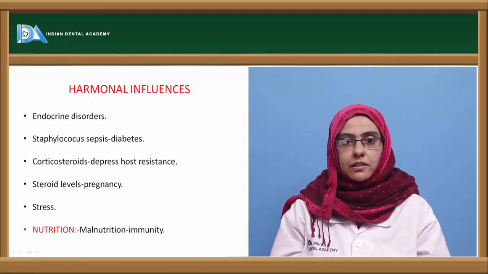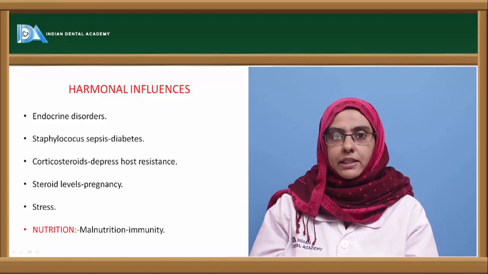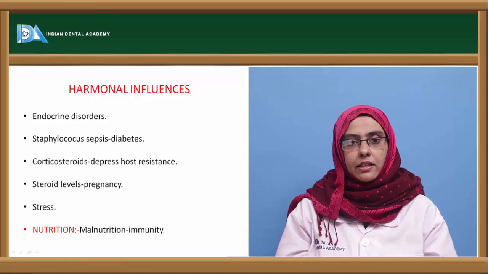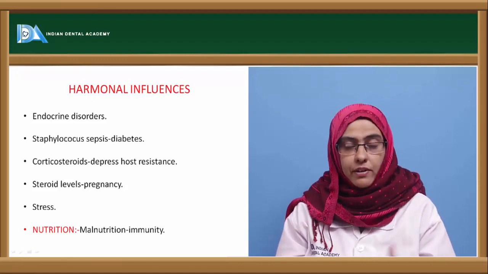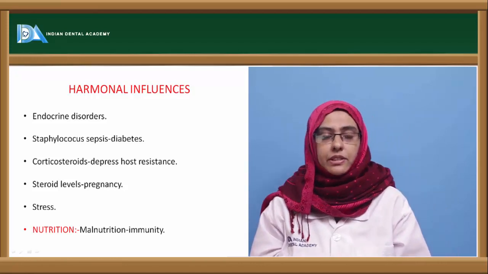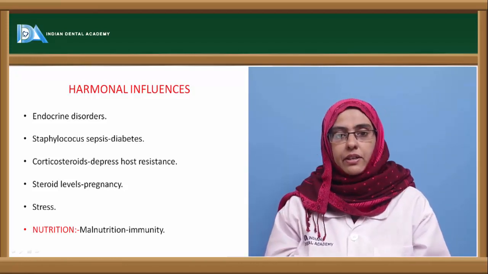Next factor is nutrition. There is a complex relationship between malnutrition and immunity. It is very well said that a person who is on a well-balanced diet is more resistant towards different types of infection, whereas a person who is malnourished can be affected by different types of diseases.